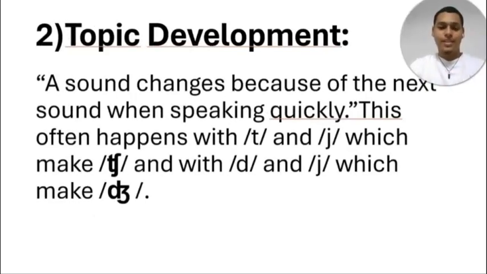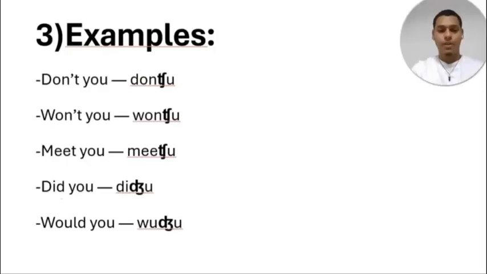Topic development. A sound changes because of the next sound when we speak quickly. This often happens with T and Y, which make CH, and with D and Y, which make J. Examples: don't you, won't you, meet you, did you, would you.